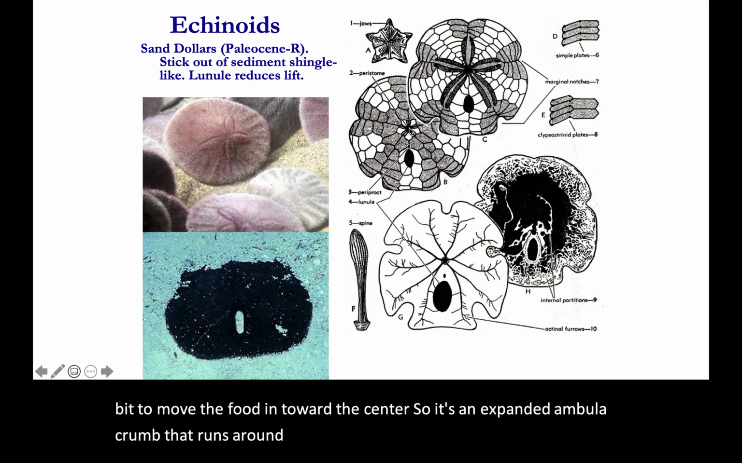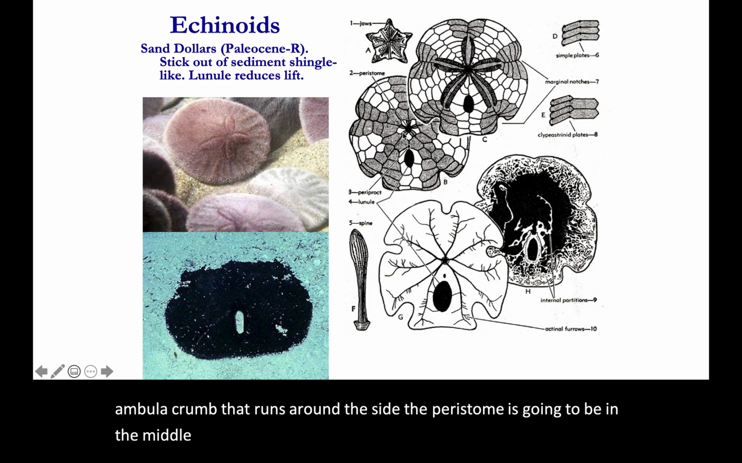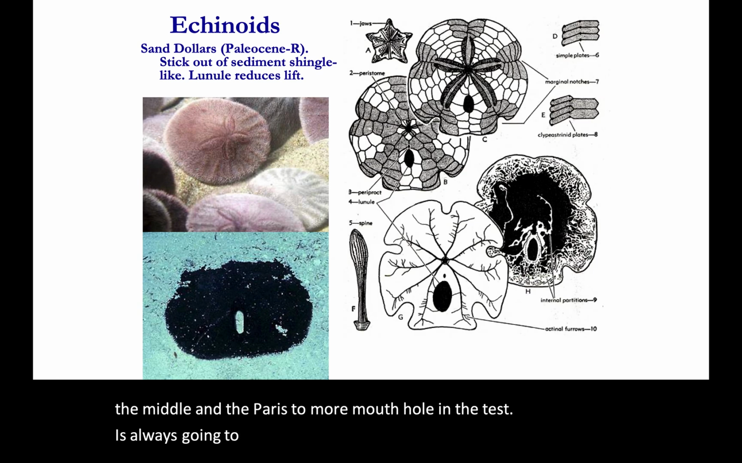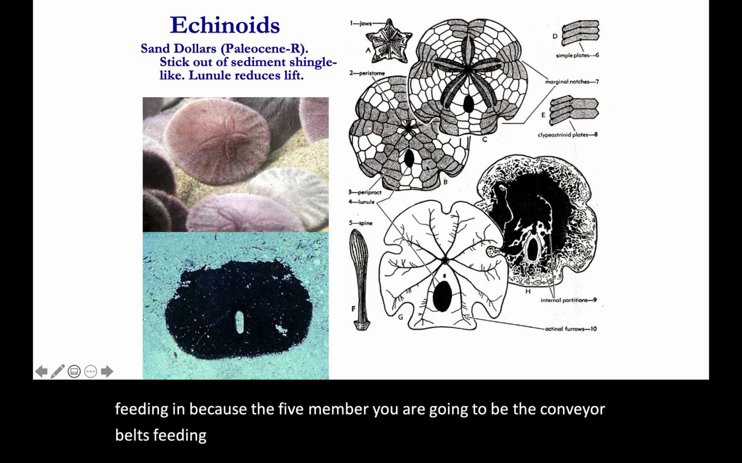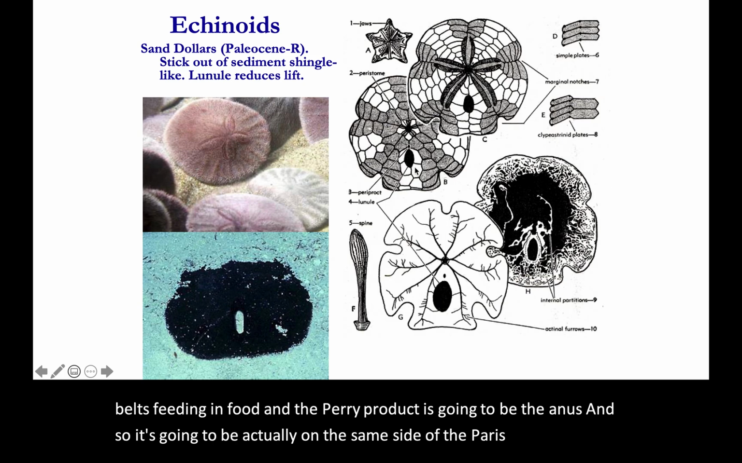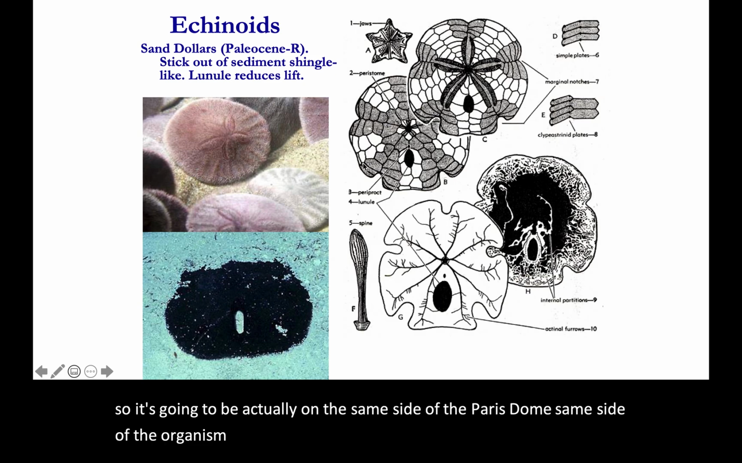The peristome is going to be in the middle, and the peristome, or mouth hole in the test, is always going to be at the center of those 5 ambulacra that are feeding in, because the 5 ambulacra are going to be the conveyor belts feeding in food. And the periproct is going to be the anus, and so it's going to be actually on the same side of the organism as the peristome in a sea urchin.